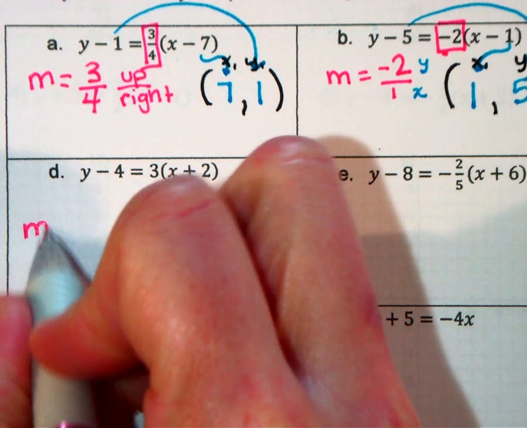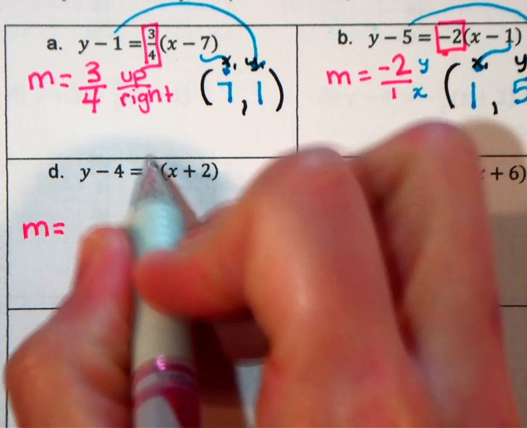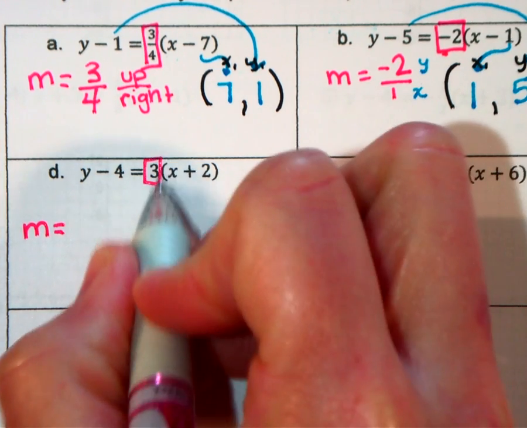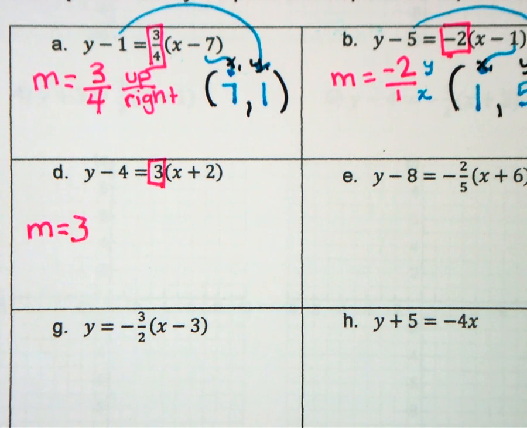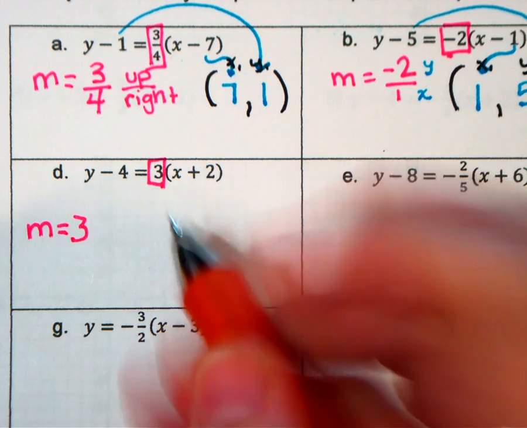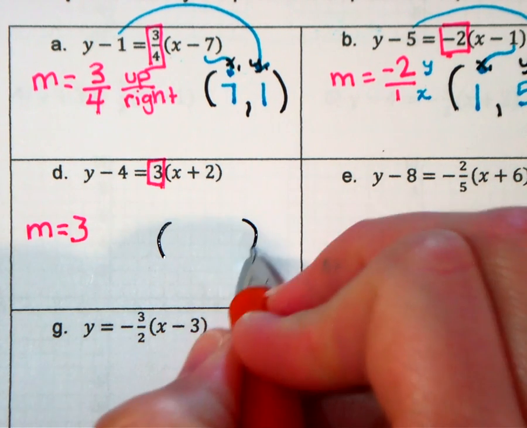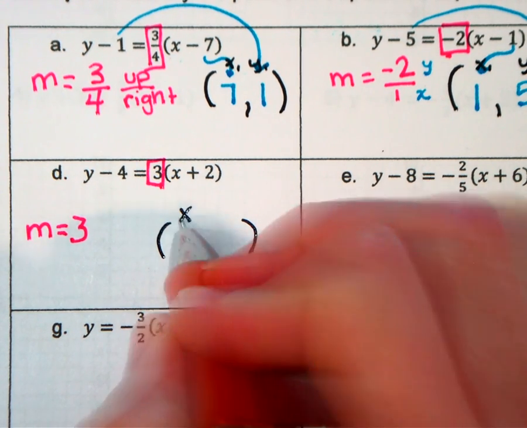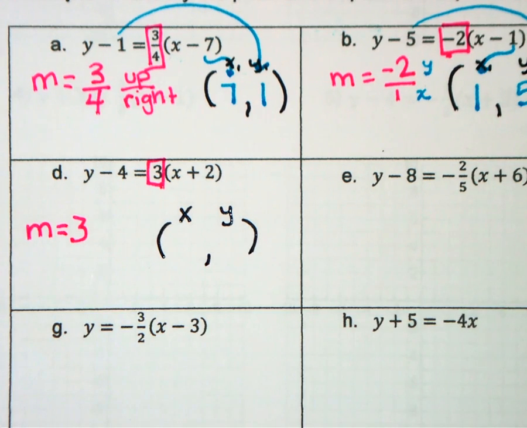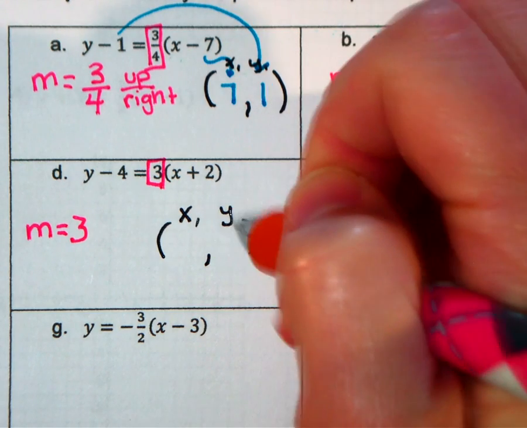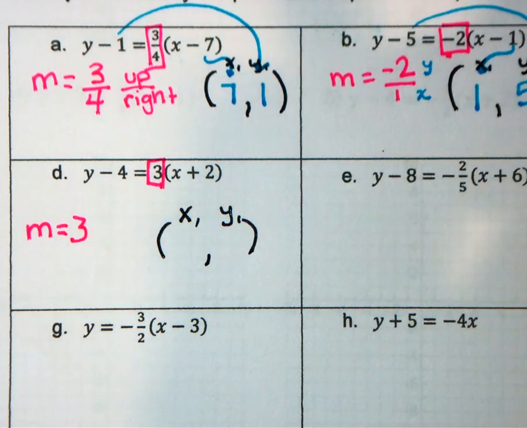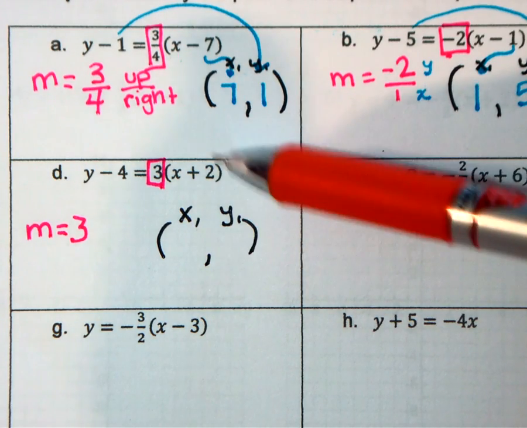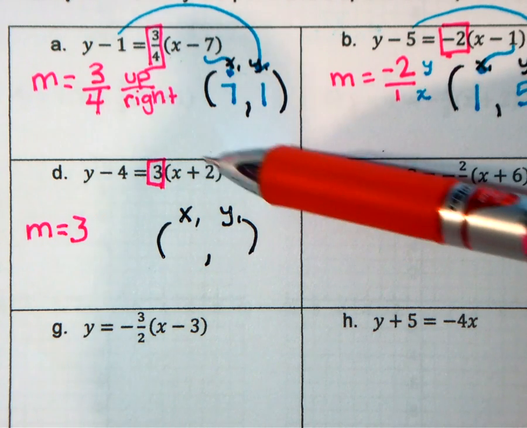M equals. So that's this number here, 3. Okay, now let's get our point. Remember, points go x comma y. Okay, so that's x1 and y1 in the formula. That is what you are putting down here. So the number x1 is the number that's next to the x. So that's a 2.